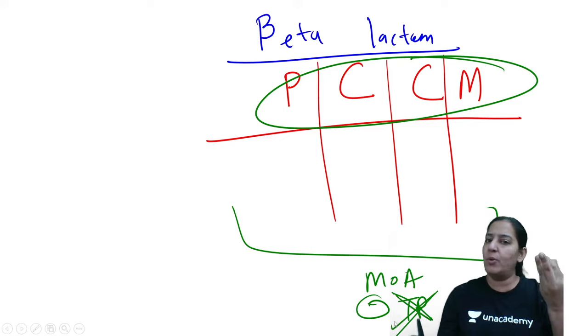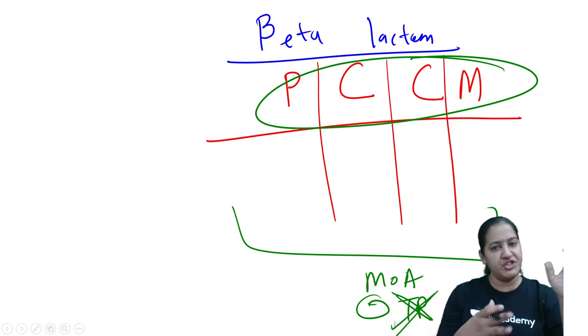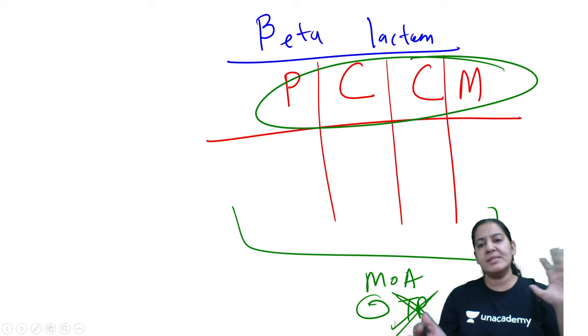So no energy release. No energy release means no cross-linking. No cross-linking means the integrity of the cell wall is not there. The cell wall will be shed off and bacteria will die. So this is the mechanism of action.